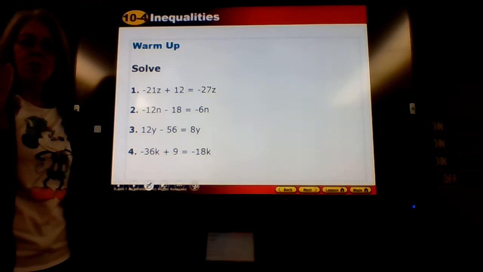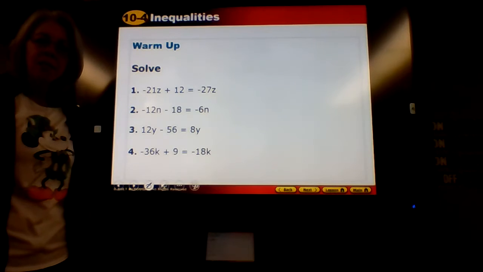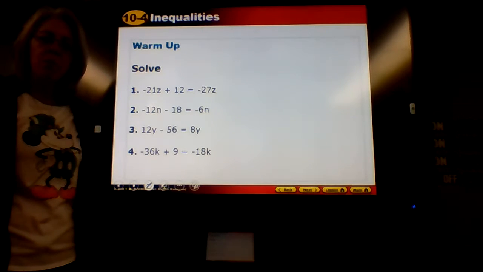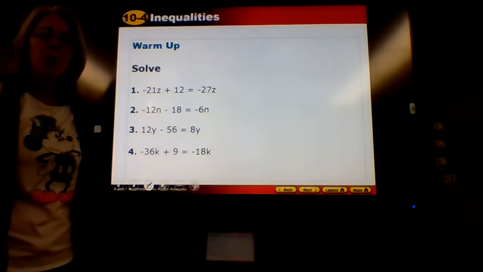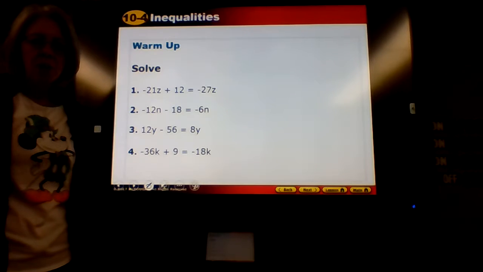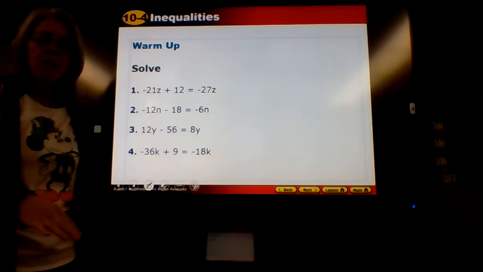We are going to start with our first lesson today, 10-4, on inequalities. I'm going to try to do this like I would if you were in class. Obviously, we're not going to have that back and forth with questions right now, but you will be able to ask me questions if you have any problems after we go through this.